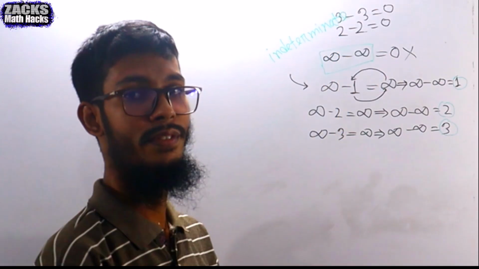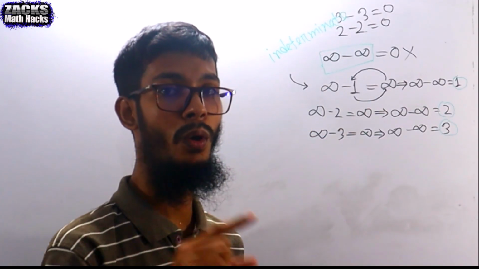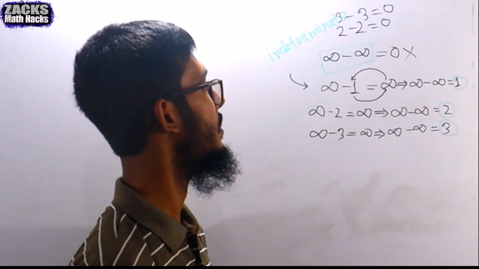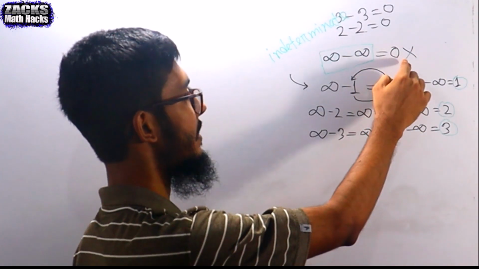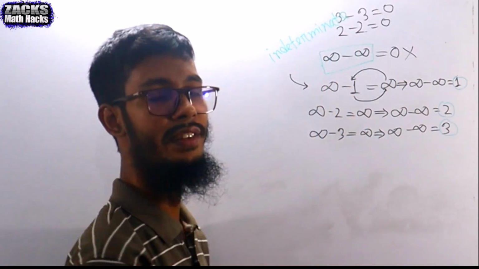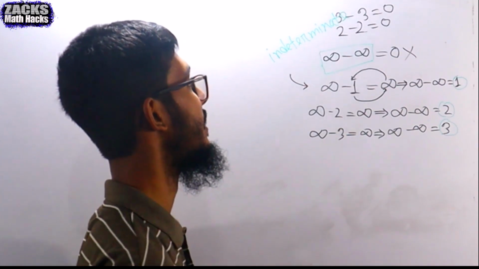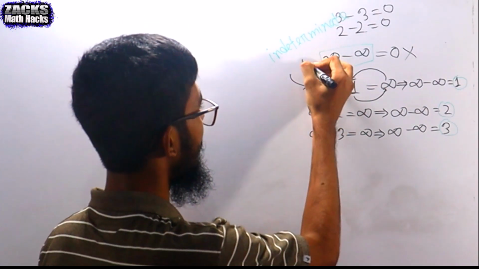What is an indeterminate form? Let me repeat once more. If any expression produces more than one result, then this kind of expression is considered an indeterminate form. So don't say infinity minus infinity equals 0. If anyone asks you what is the answer, infinity minus infinity is an indeterminate form. Okay, this is our first one.